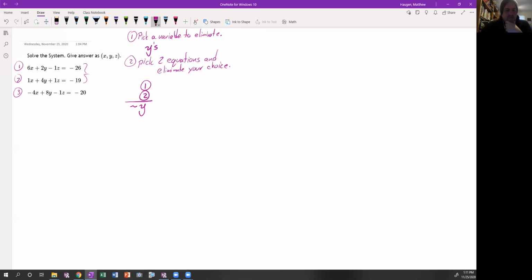Equation 1 by -2. Okay, so I'm going to denote that, again, just to help myself stay organized. We're going to go -2 times the equation 1, and that's going to add to equation 2. And our y's are going to go away. Cool? Again, this is just me staying organized. There's nothing formal about it, but gosh, I think it's handy. So that's going to give us what?